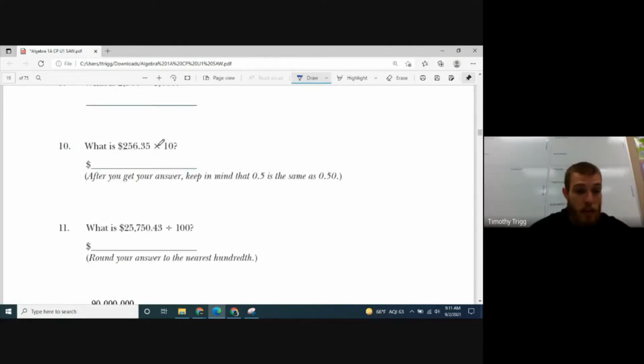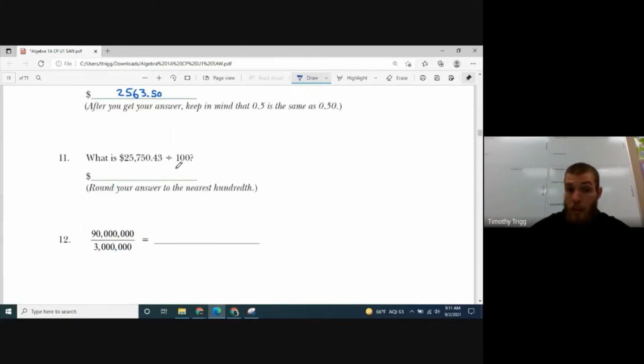Here, this times 10. Now we're dealing with a decimal. If you remember, that moves the decimal to the right once. So this would be 2,563.5. So that moves it over here. So in terms of money, that's $2,563 and a half a dollar, right? So 50 cents. You can put a 0 there if you want.